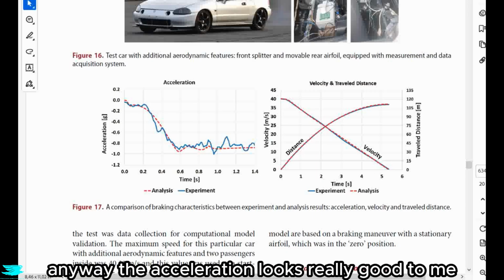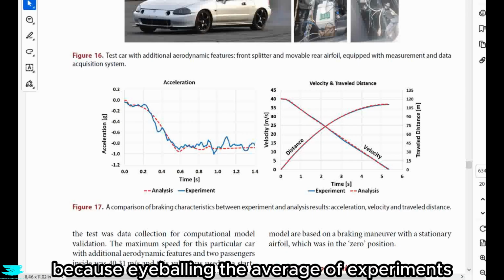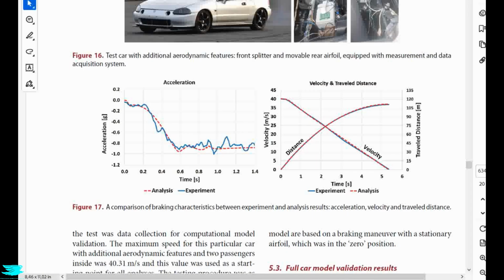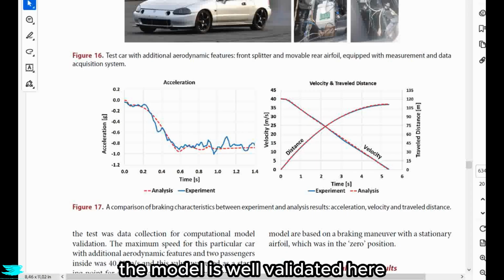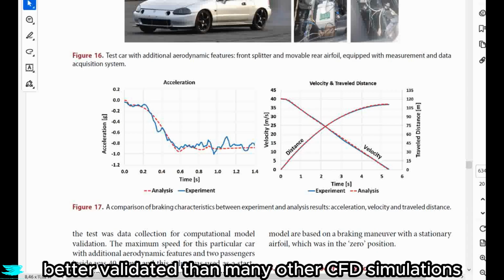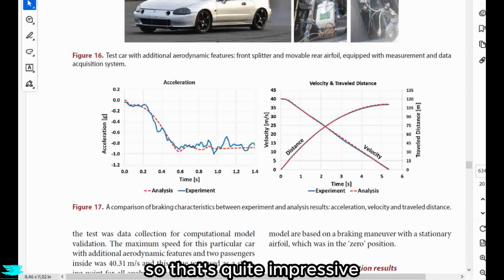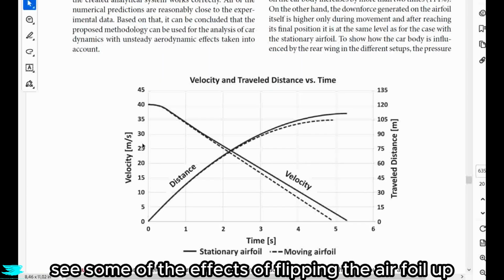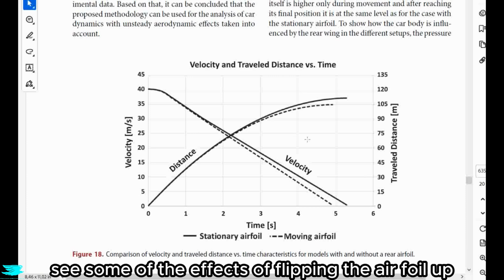Anyway, the acceleration looks really good to me, because eyeballing the average of experiments, they look very close to the CFD. So I think that we can say that the model is well validated here, and honestly, better validated than many other CFD simulations, and ones that are much easier than this too. So that's quite impressive.